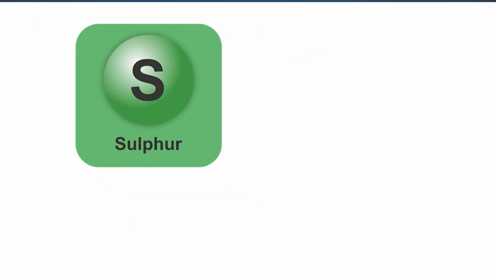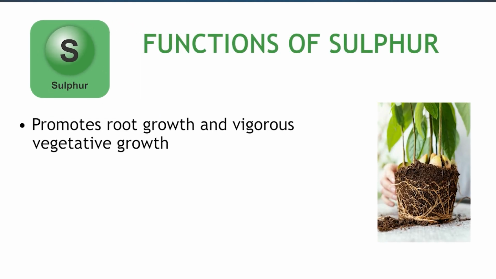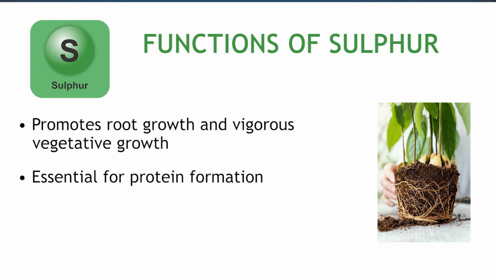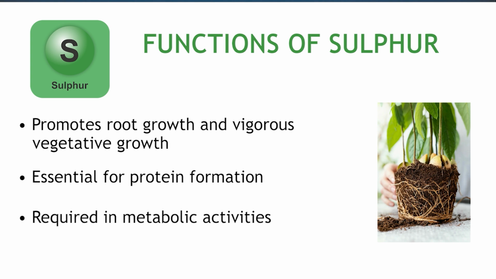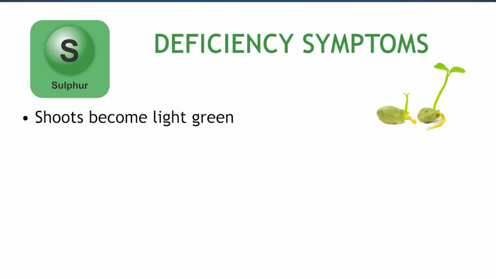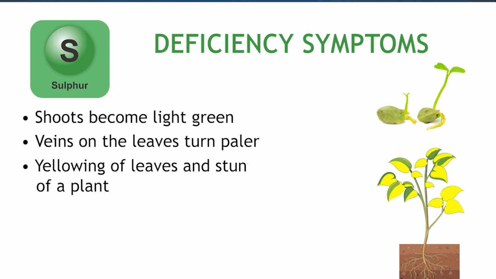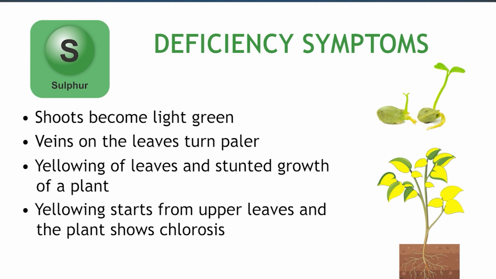Fourth, sulfur. Its functions are promotes root growth and vigorous vegetative growth, essential for protein formation, required in metabolic activities. Its deficiency symptoms are shoots become light green, veins on the leaves also turn paler, yellowing of leaves and stunted growth of plant. Yellowing starts from upper leaves and the plant shows chlorosis. Growth of a plant is retarded.